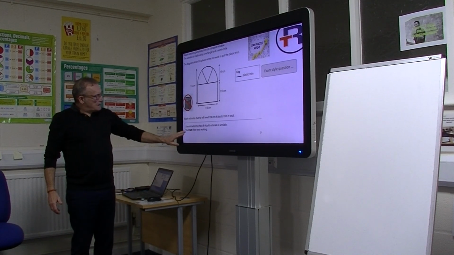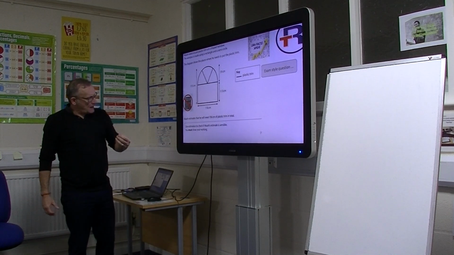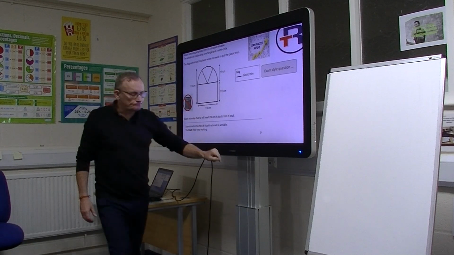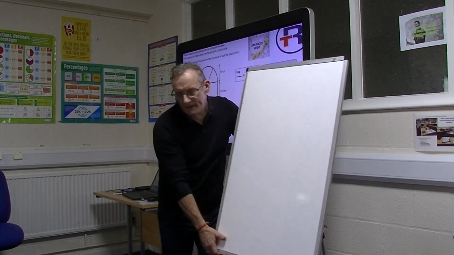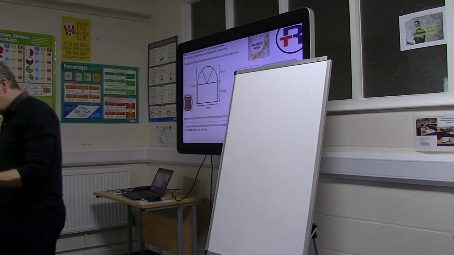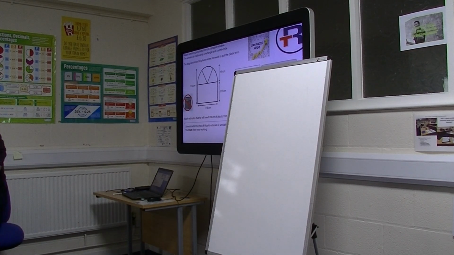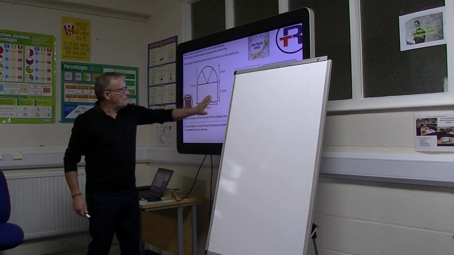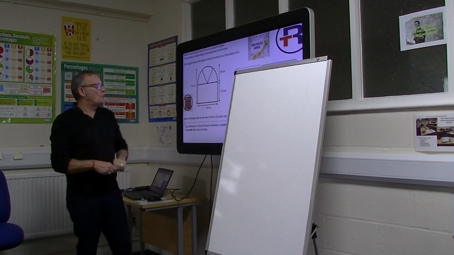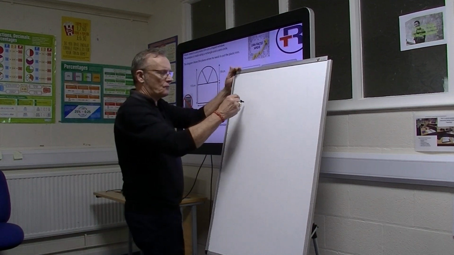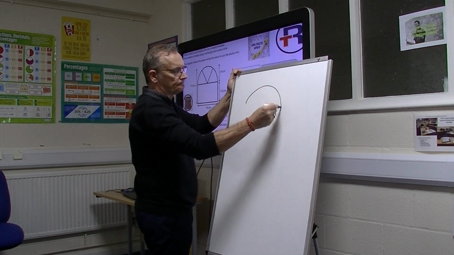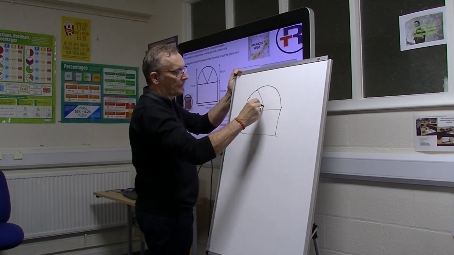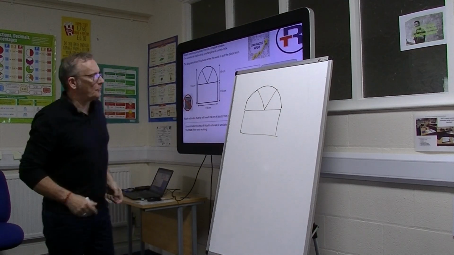So the question says, use estimation to check if Akash's estimate is sensible. You must show your working. It's a non-calculator question. So if it says an estimation, what you've got to be thinking about is not using the exact numbers. So not using these numbers here, you need to make them easy to work with. So let's redraw the picture. There's the picture, roughly drawn, but there's the same picture.